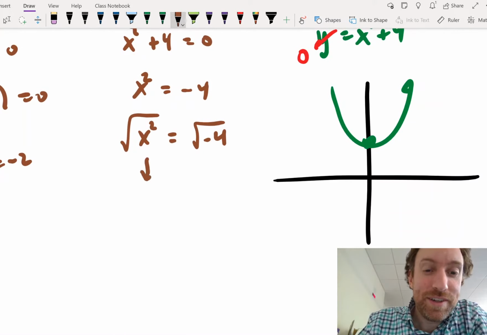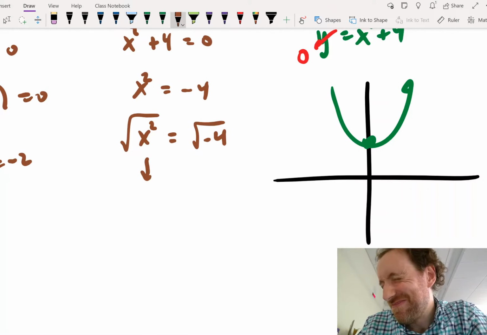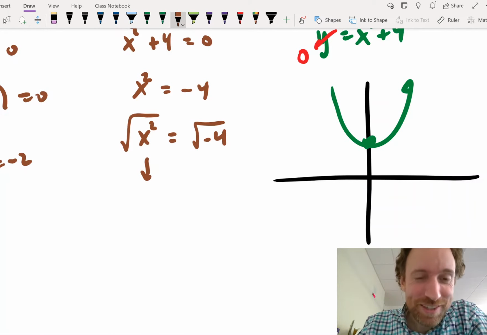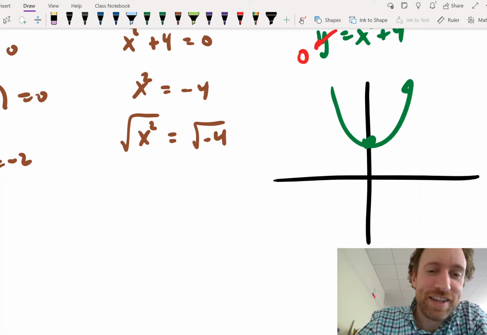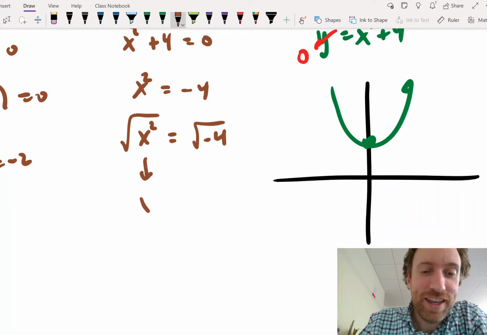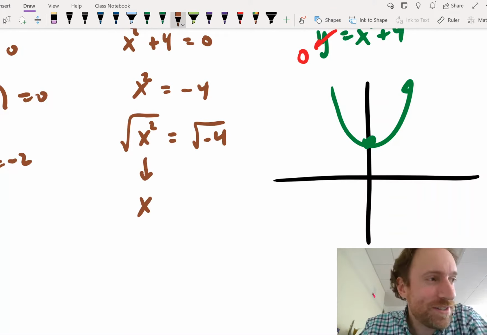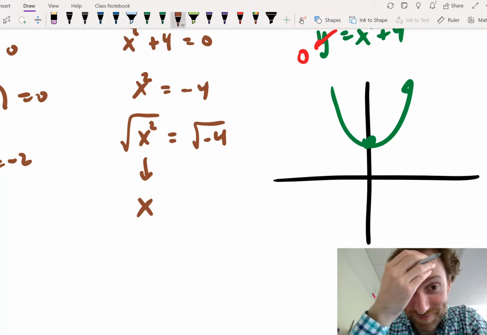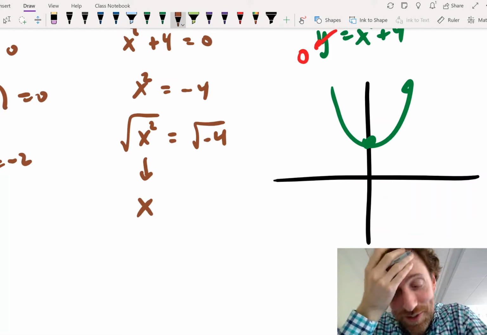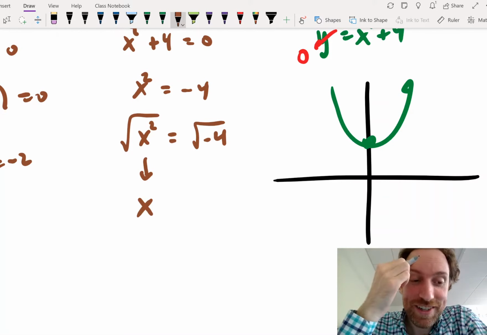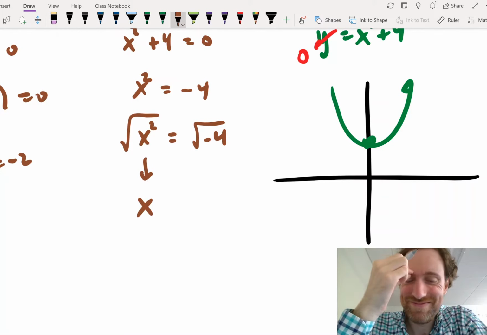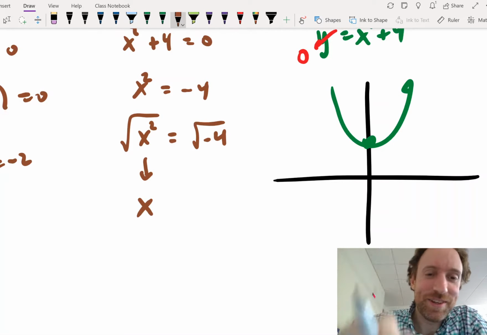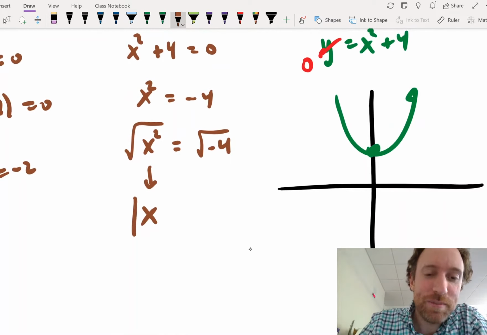What is the square root of x squared? I'm cringing because I'm expecting someone to say it's x, but fortunately this is a recording, so I don't actually have to listen to that. The square root of x squared is not x. What is the square root of x squared really? Does anyone know? I don't know if anyone knows. The square root of x squared is the absolute value of x.